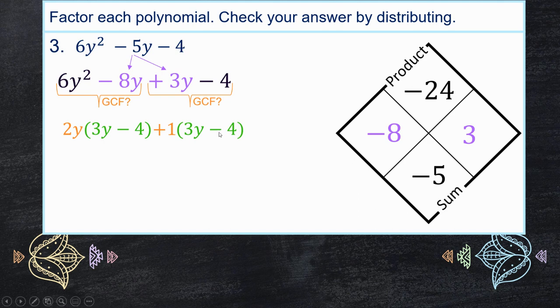So notice we get that same binomial again. That tells you you're doing it right. That's your first factor, the 3y minus 4. And then the 2y plus 1, those are the GCFs. That is our second factor.